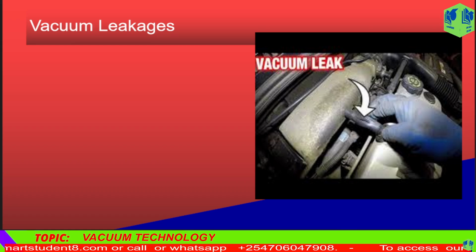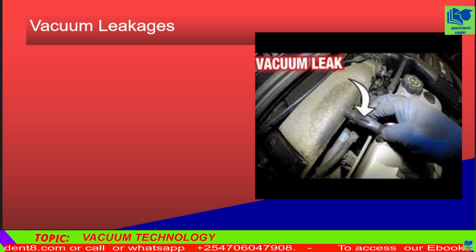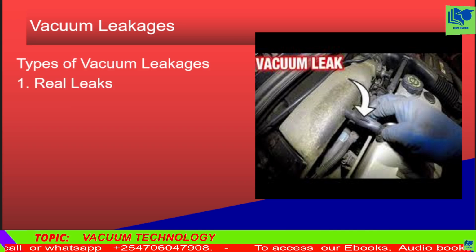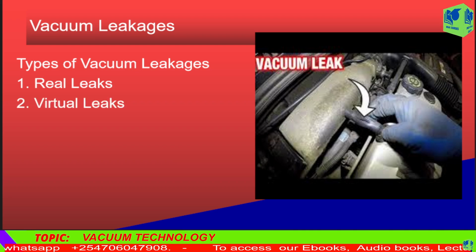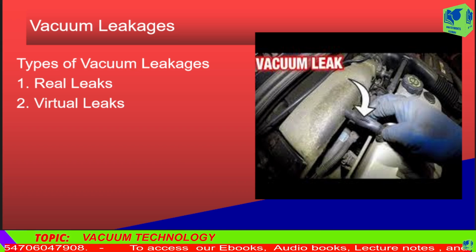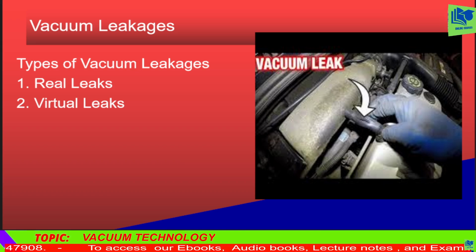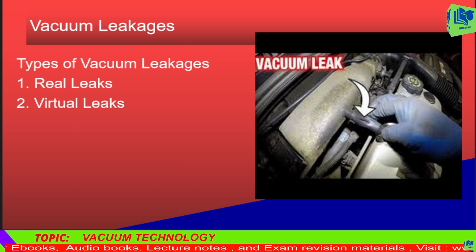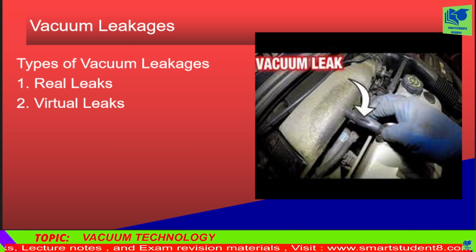Types of vacuum leakages. Vacuum leakages are generally classified into two main categories: real leaks and virtual leaks. 1. Real leaks. A real leak is exactly what it sounds like: a physical hole, crack, or gap in the system that allows gas to flow in or out. These leaks are usually caused by manufacturing defects, material fatigue, or damage during operation. For example, if a glass vacuum chamber develops a hairline crack, air will seep in through that crack.